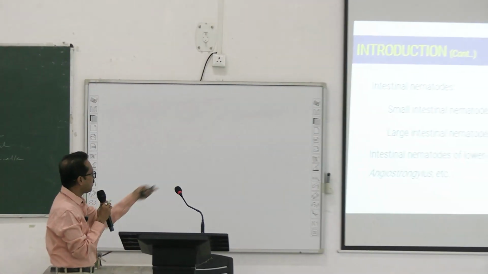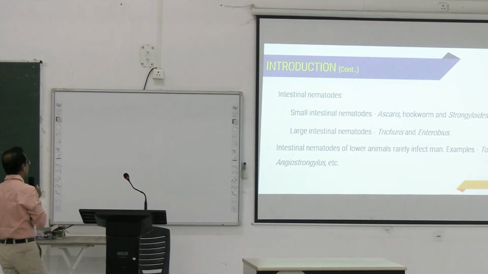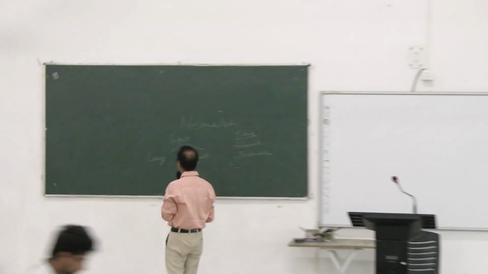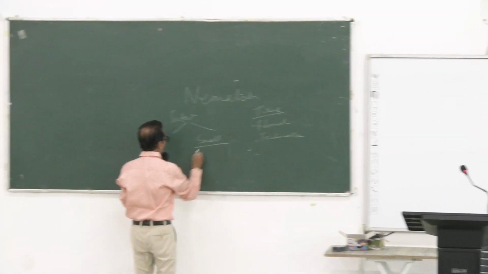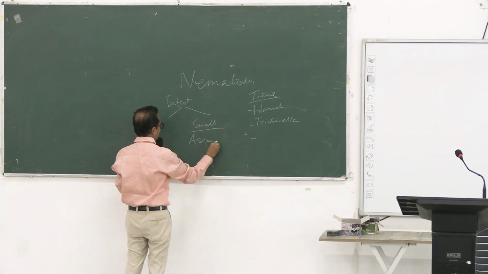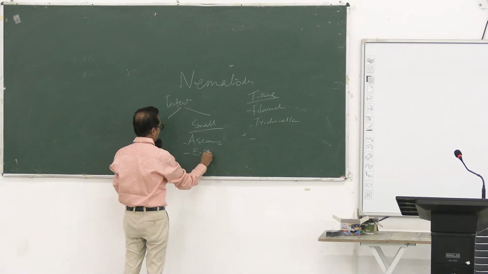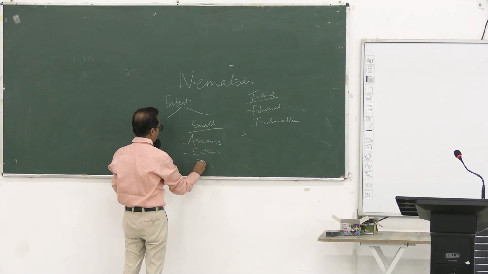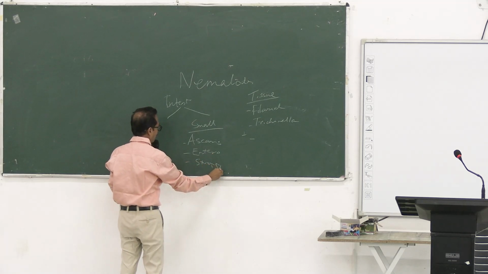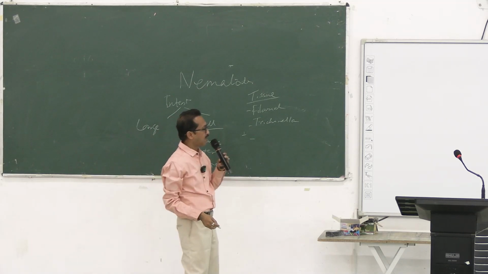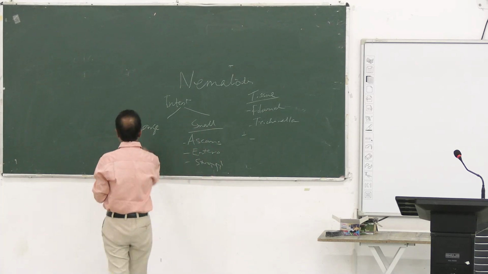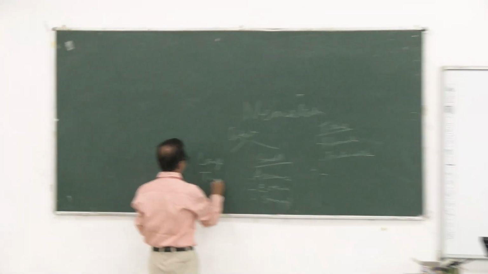So what are the small intestinal nematodes? Ascaris, Hookworm and Strongyloides. And large intestine are Trichuris and Enterobius.